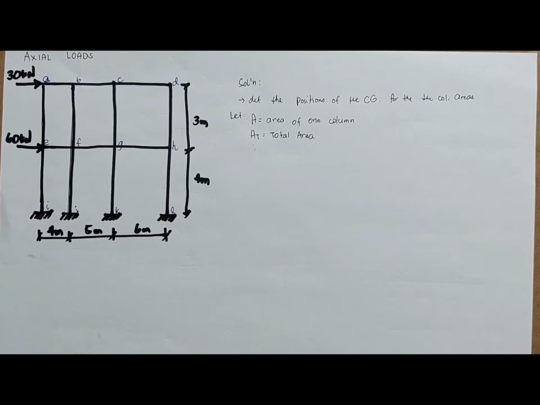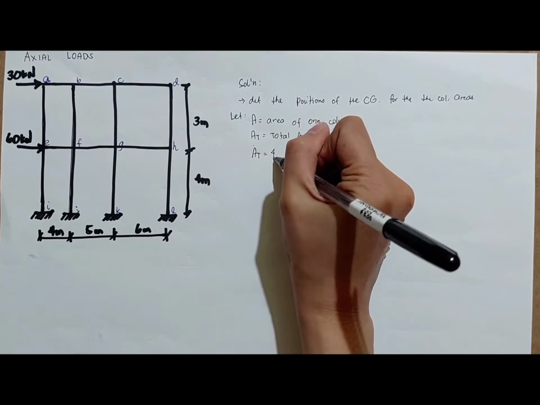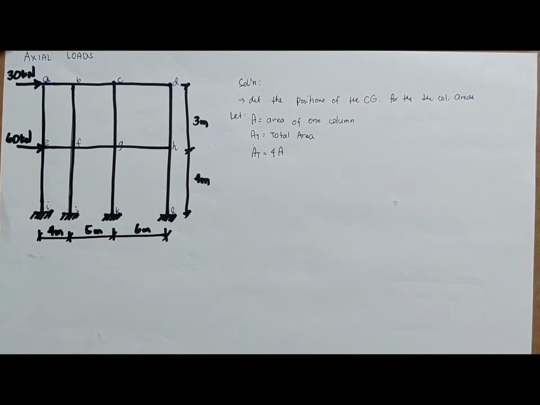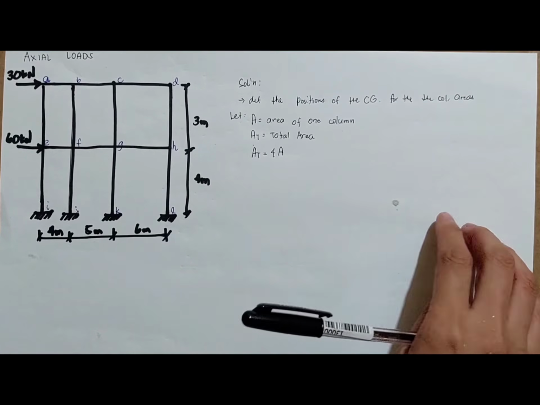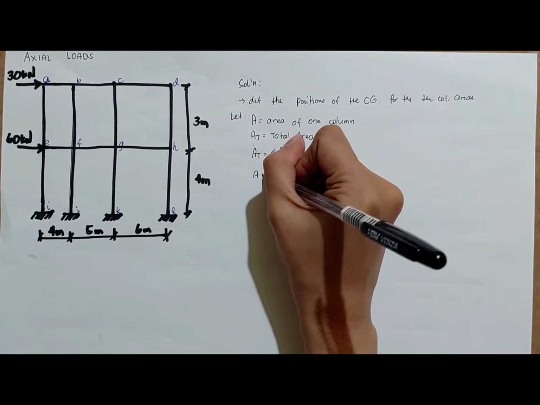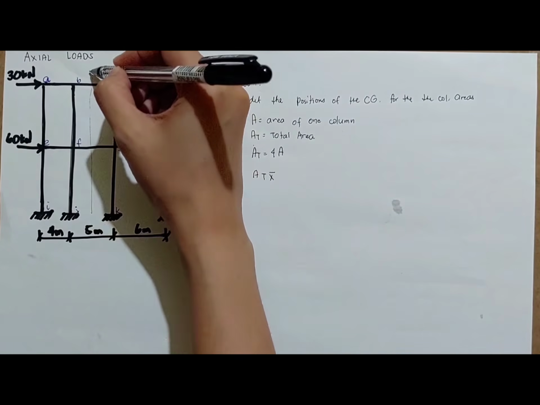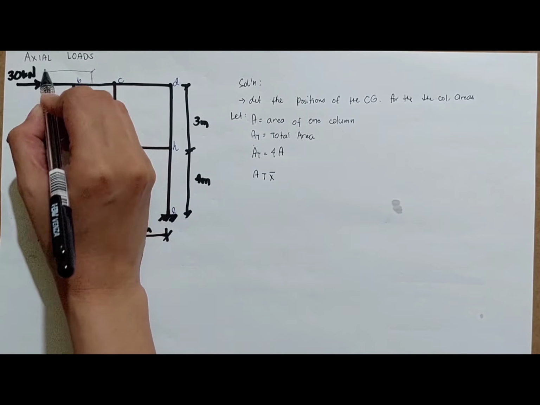So to determine the axial loads, first is determine the positions of CG, or center of gravity, for the column areas. So we have to let A as our area of one column. Assume natin lahat yan is isang area. So we have 1, 2, 3, 4, so that our total area is equal to 4A. Next, we all know that in terms of Varignon's theorem, kilala nyo naman yun or alam nyo naman regarding sa Varignon's theorem natin. Okay, so we have 4A x bar. X bar is ito along ditong point. Assume natin dito yung x bar natin.